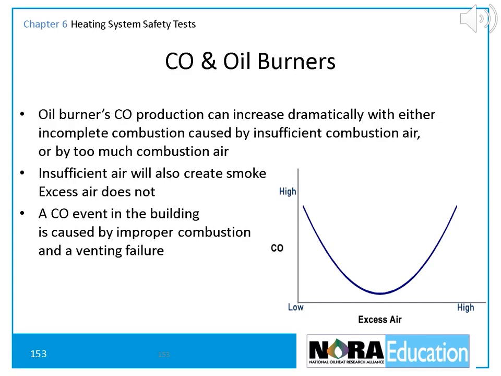As you can see from the graph on the right side of the slide, when excess air is low, carbon monoxide is high because the flame is starved for air. As excess air increases, carbon monoxide drops dramatically up to a point. Then, at this low point of the curve is where we want to set the combustion air. Once the excess air goes higher than this point, then there is too much air for the flame and CO production starts to rise again.